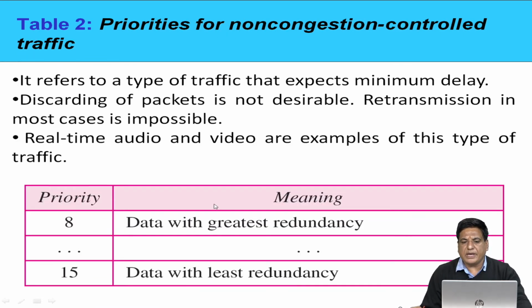Second is the priority for the non-congestion control traffic. It refers to the type of traffic that expects minimum delay. Discarding of packets is not desirable. Retransmission in most cases is impossible. Real-time audio as well as video are examples of this type of traffic. So here we have the priority from 8 to 15.